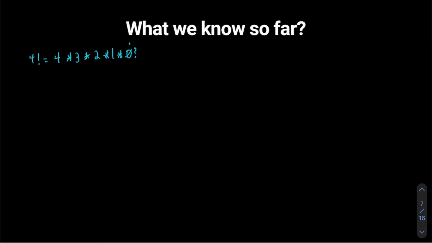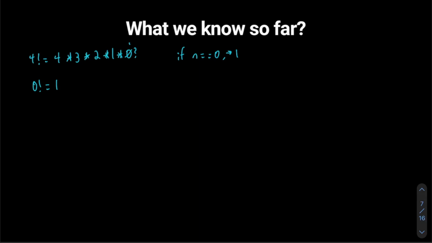So that means that if n is ever equal to 0, we know that the answer to that is 1. Okay, if n is ever equal to 0, the answer to that is 1. So we can say that 0 factorial, that's what we know for sure. We know that that's 1. What else do we know?